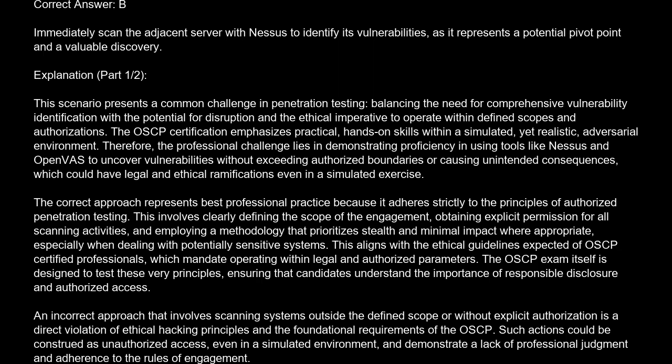The correct approach represents best professional practice because it adheres strictly to the principles of authorized penetration testing. This involves clearly defining the scope of the engagement, obtaining explicit permission for all scanning activities, and employing a methodology that prioritizes stealth and minimal impact where appropriate, especially when dealing with potentially sensitive systems. This aligns with the ethical guidelines expected of OSCP-certified professionals, which mandate operating within legal and authorized parameters.